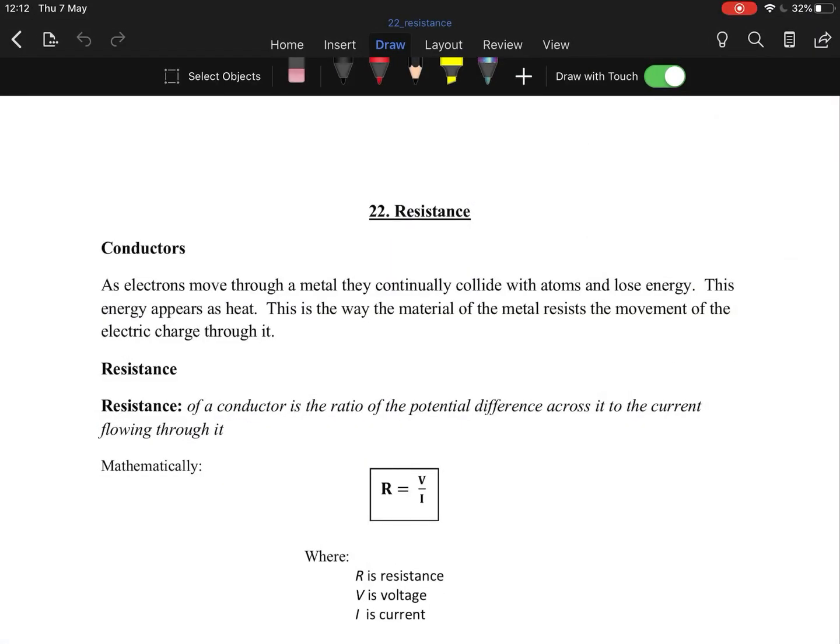Okay, so welcome to topic 22, resistance. We're almost there in electricity. We've got resistance, circuits, and semiconductors left to do, and the effects of electrical circuits. The last two chapters after this are very, very theory heavy.